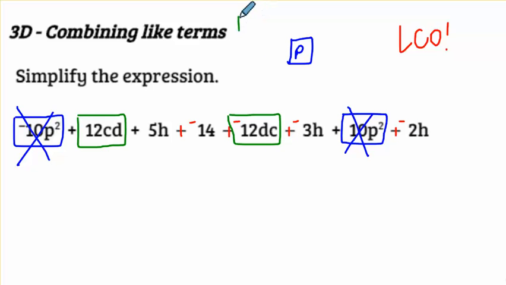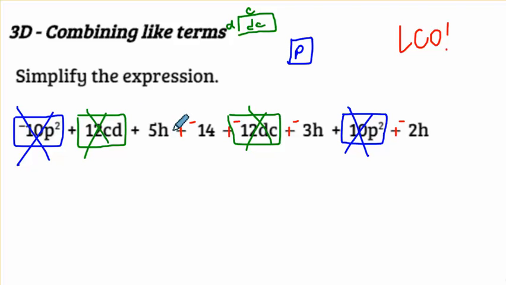Think of this as like a rectangle where one side is D, one side is C. Okay, the area would be DC or CD. We have negative 12 of those, and we have positive 12 of those. What happens? They cancel out.